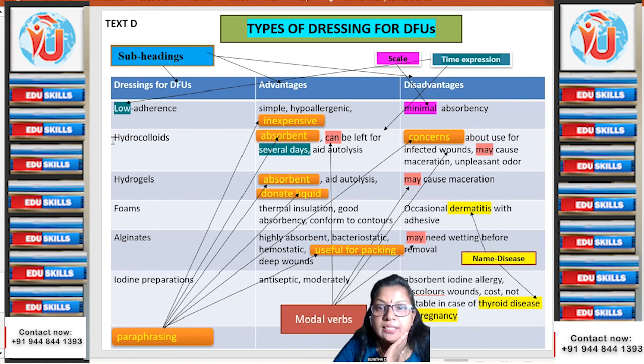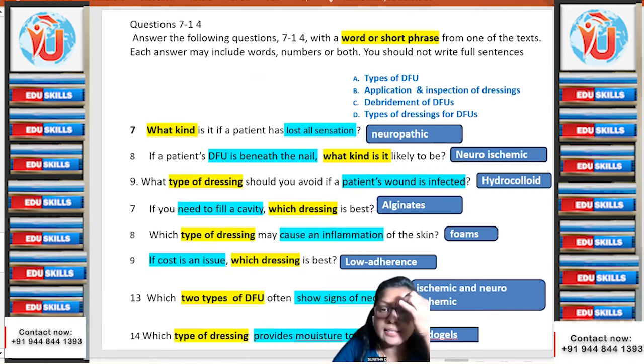So which dressing is that? Alginates. Forms. Alginates. Okay, we just see. Dermatitis is the disadvantage of which dressing? Forms. Right. Oh, 11th question, sorry. 11th question only, no? The 10th one is alginates, no? Yes, the 10th one is alginates.